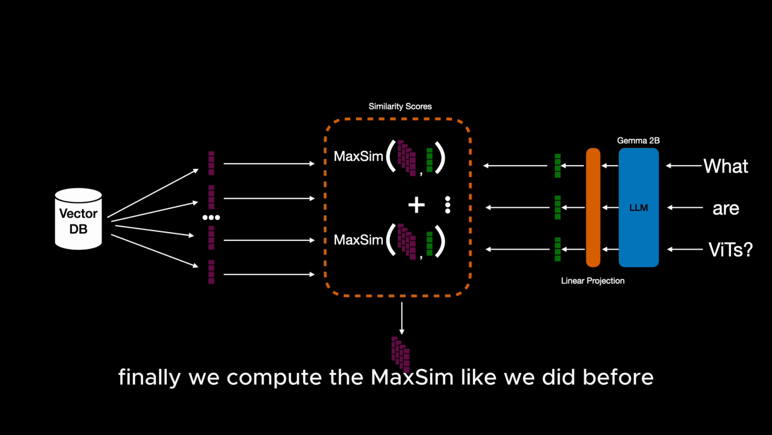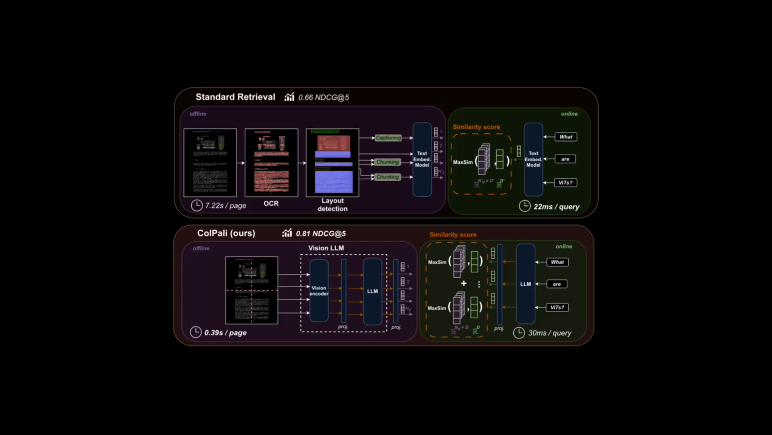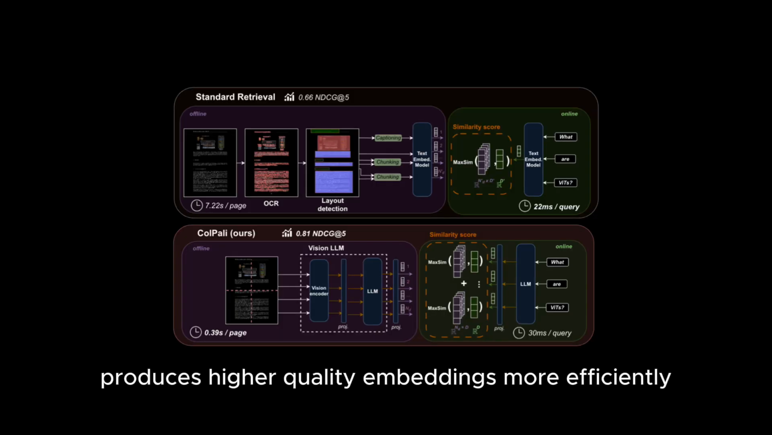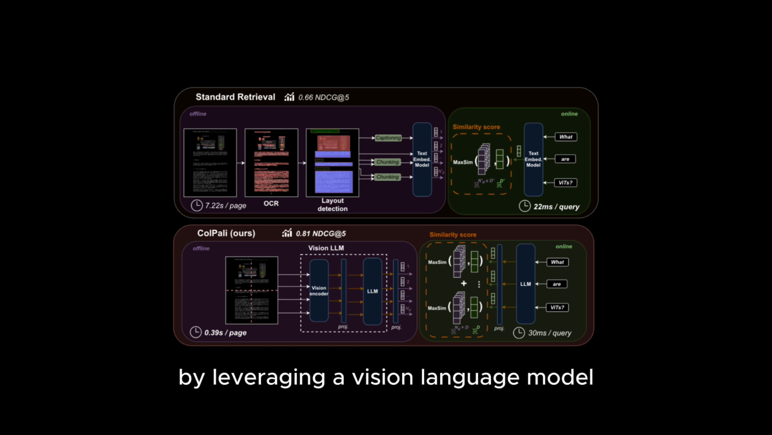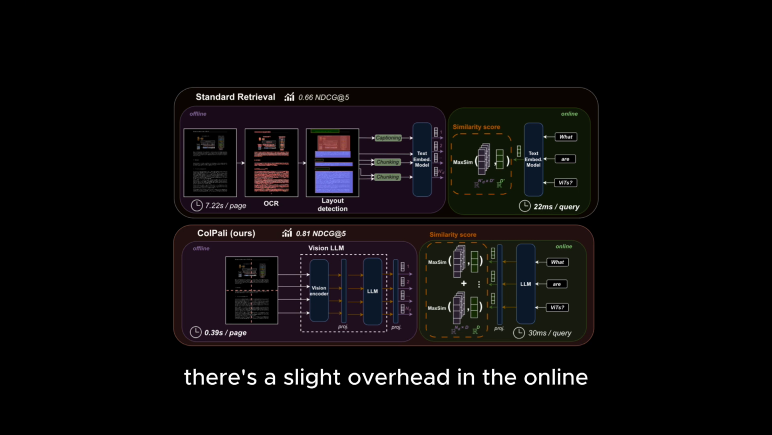Finally, we compute the max sim like we did before, producing the most similar image patches that map to our input query. To recap, ColPali produces higher quality embeddings more efficiently by leveraging a vision language model to exploit the rich visual cues in documents. There's a slight overhead in the online processing phase, which is nominal compared to the gain in retrieval quality and offline processing performance.